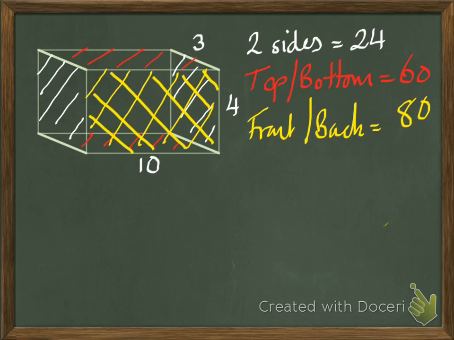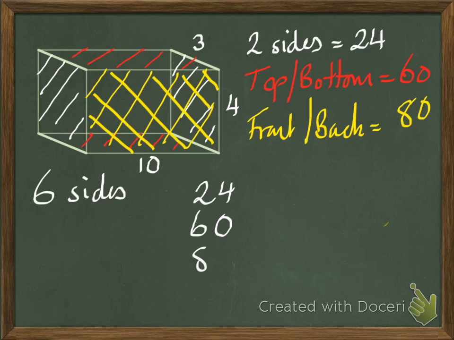So an important thing to do is to make sure, just a quick check on this, how many sides have I got on this shape? Well, I've got 2 sides, a top and a bottom, and a front and a back, so I've got 6 sides. And if I've got 6 sides, I should have 6 numbers. 2 sides were 24, so that's 2. Top and a bottom, that's another 2, so that's 4 sides. That was 60. And the front and the back, that's 2 sides, and that was 80.